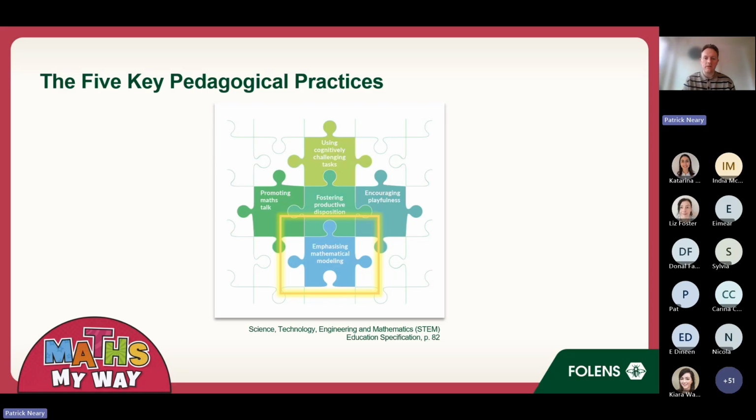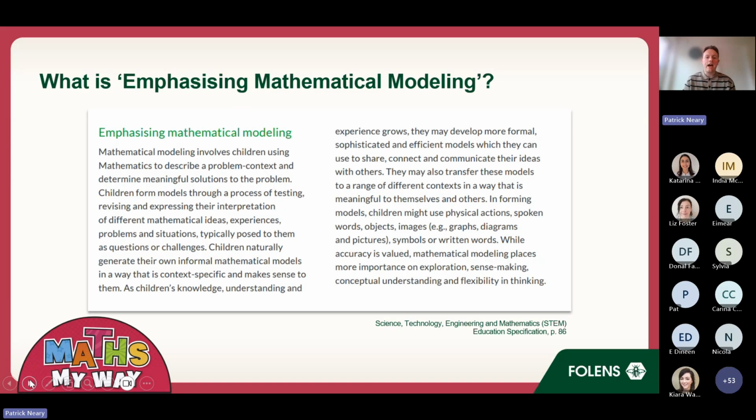And choosing one thing to focus on is definitely more than enough at a time, and build it up gradually as we go. So when we think of mathematical modeling, it's quite a new term in the curriculum, and next we're going to look at what exactly it is, or what the curriculum says it should look like in our classrooms. So this is directly from the new STEM curriculum, from page 86, and it goes through what emphasizing mathematical modeling should look like.